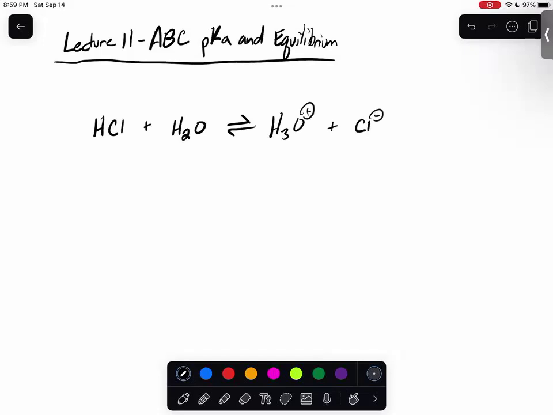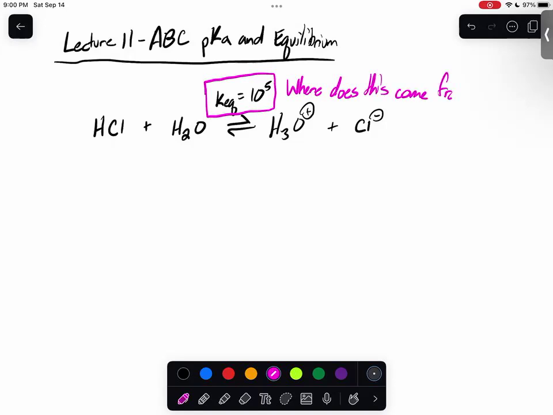But we did say earlier that there's a value for the equilibrium constant for this reaction. And we said that it was 10^5. And we were using this value right here to justify the way that we've drawn an energy diagram. But the question becomes, where do we get this value? So where does this come from? Right? And that is the basis of today's lecture.